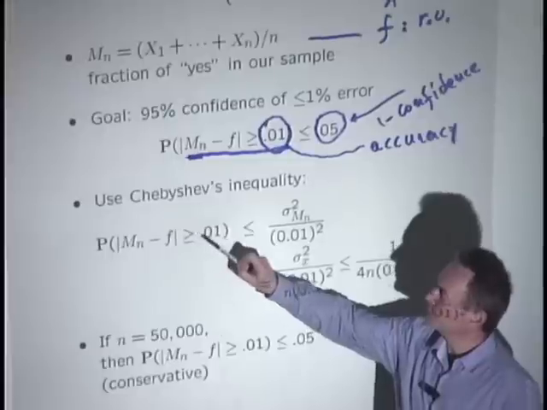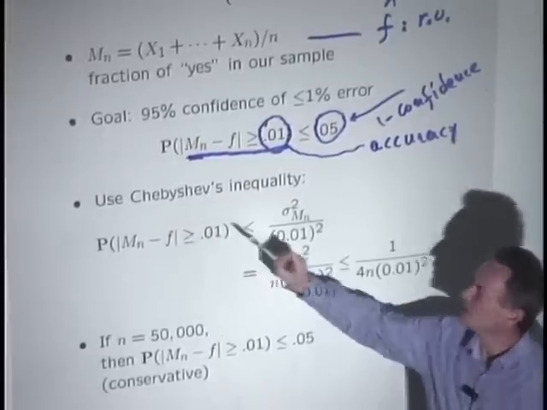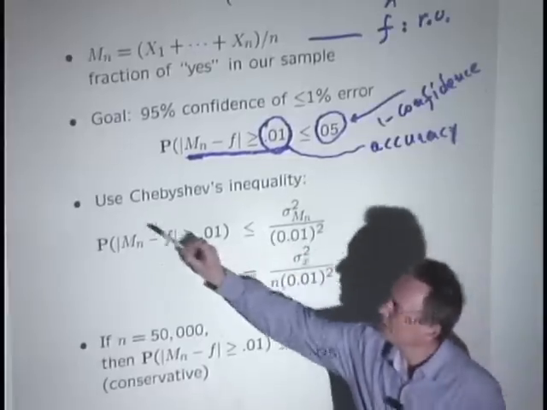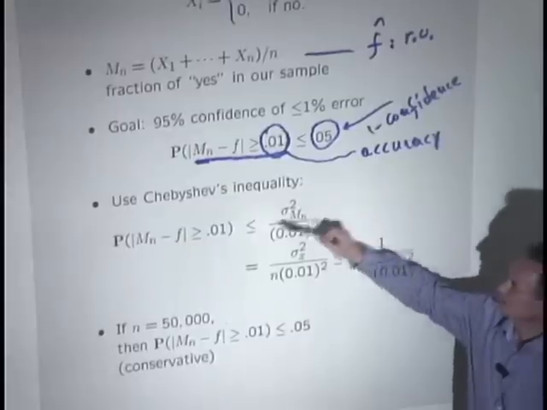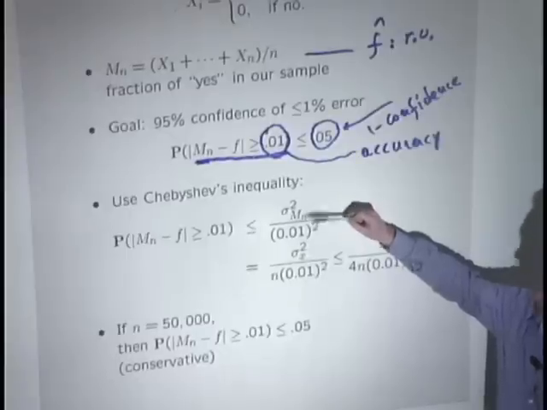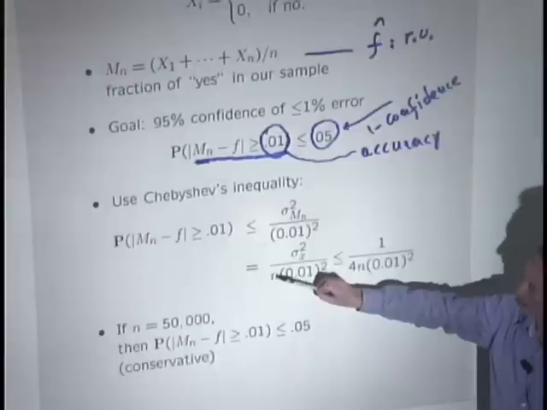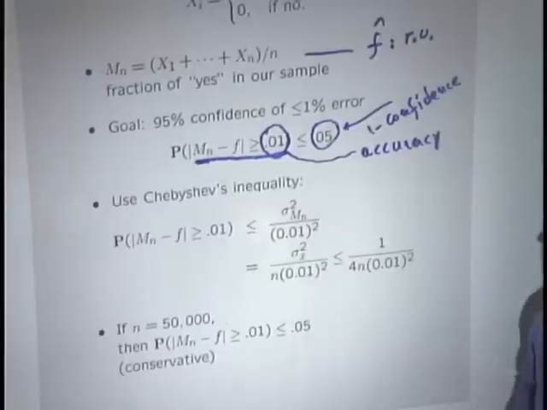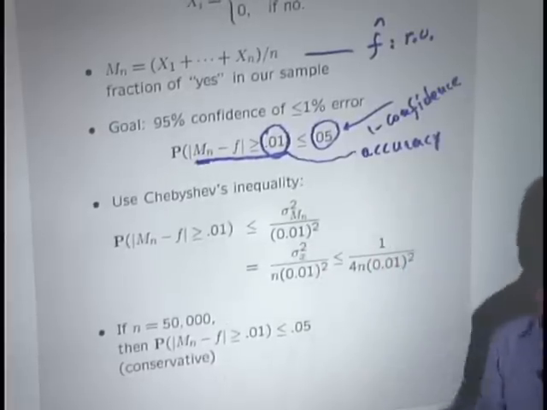The probability of getting an answer that's more than 0.01 away from the true answer is, by Chebyshev's inequality, the variance of this random variable divided by this number squared. The variance, as we argued a little earlier, is the variance of the x's divided by n. So we get this expression. So we would like this number to be less than or equal to 0.05.